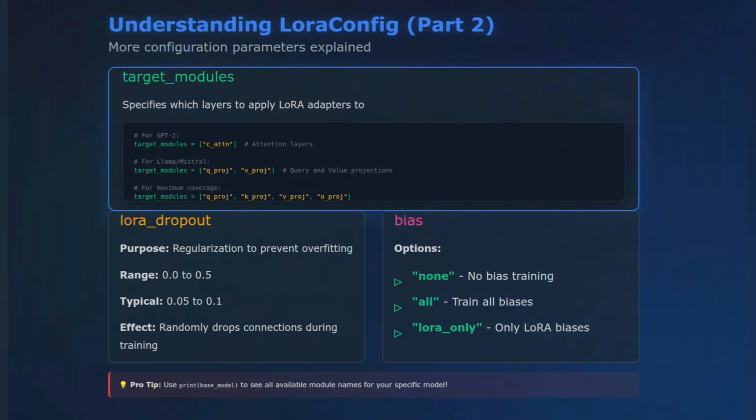lora_dropout adds regularization to prevent overfitting. 0.1 means 10% dropout. Bias, setting this to none means we don't add trainable bias terms. You could also use all or lora_only. Finally, task_type specifies what kind of task we're doing. CAUSAL_LM is for text generation tasks.